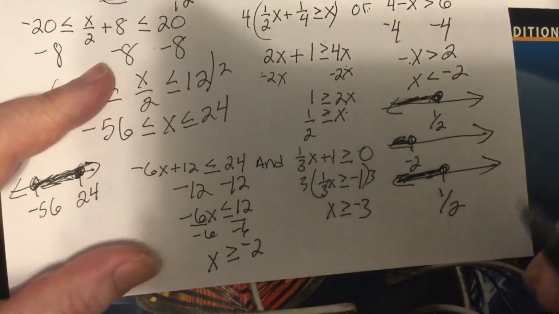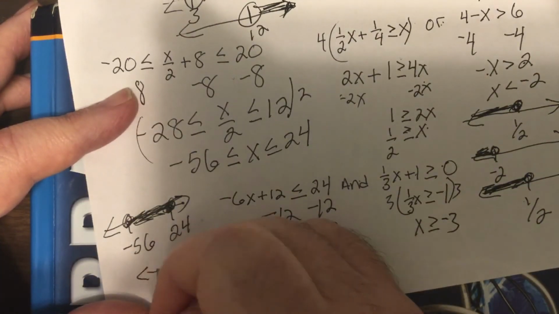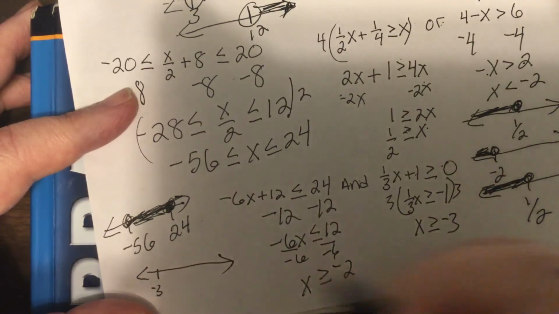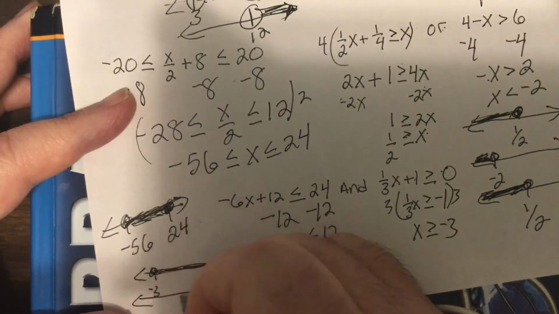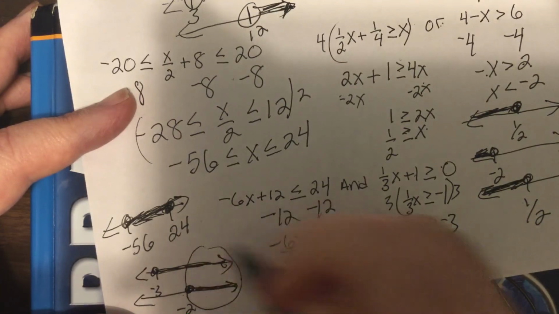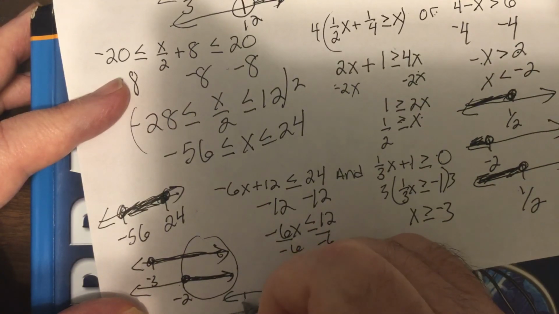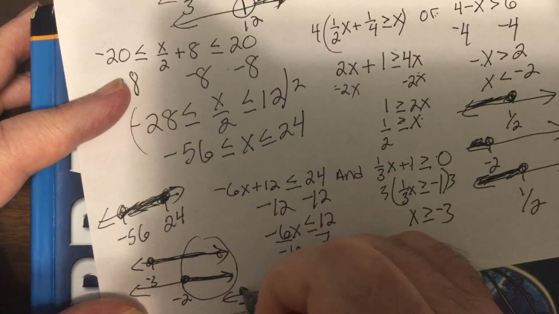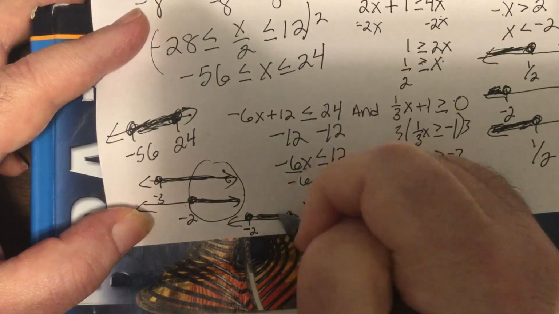It's and, has to be true for both. So here's greater than or equal to negative 3. Here's greater than or equal to negative 2. Notice negative 2 is to the right. Now remember, and when it's the same direction, it's the shorter one. So the answer would be true right here. Almost off the page. So hopefully you're getting this okay.